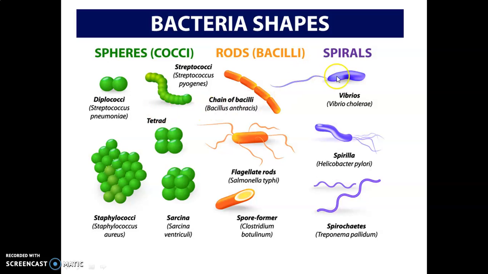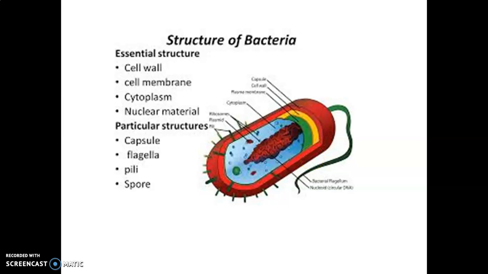Then Vibrio. This is Vibrio cholerae, that's the name of the bacteria, which causes the disease cholera. Then Spirilla, this is Helicobacter pylori. Okay, so different shaped prokaryotes are there. The organization of the prokaryotic cell is fundamentally similar, even though prokaryotes exhibit a wide variety of shapes and functions. That means the fundamental structure is the same in all the organisms.